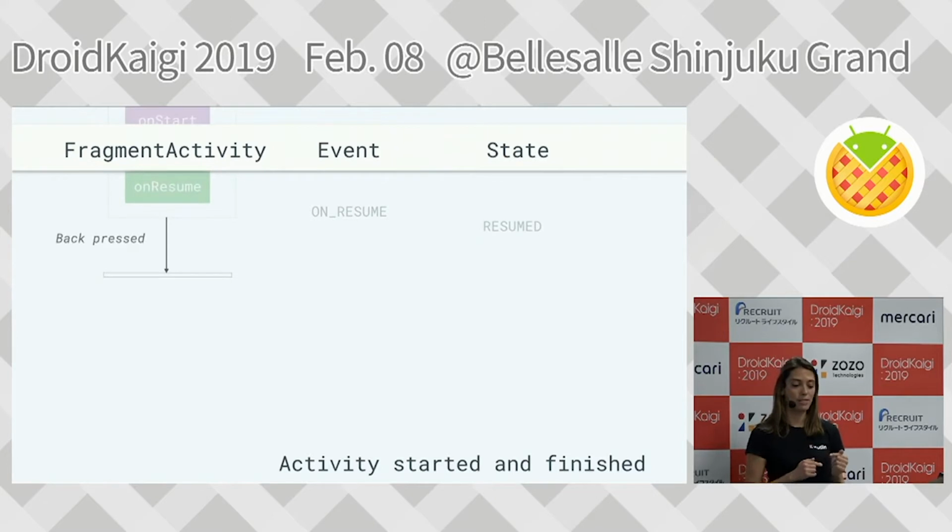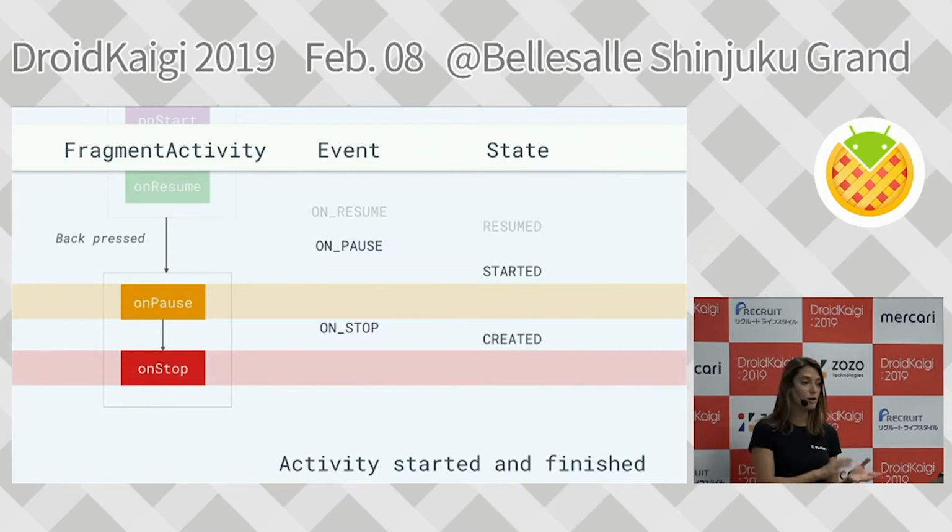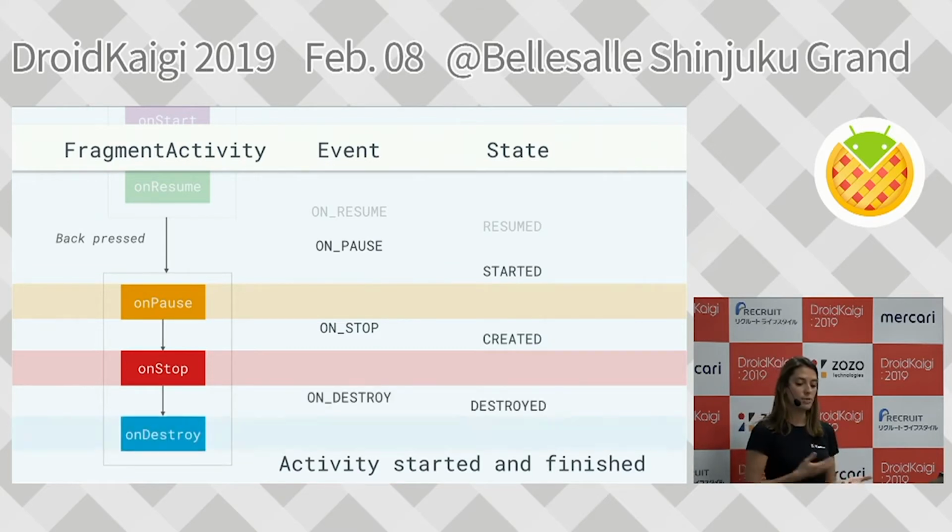When the back button is pressed, the events are triggered before the methods. More precisely, before the onPause method is called, the onPause event is triggered, and the lifecycle state moves to started. Before the onStop method is called, the onStop event is triggered, and the lifecycle state is now created. And then before the onDestroy method is called, the onDestroy event is triggered, and the app is now in destroyed state.